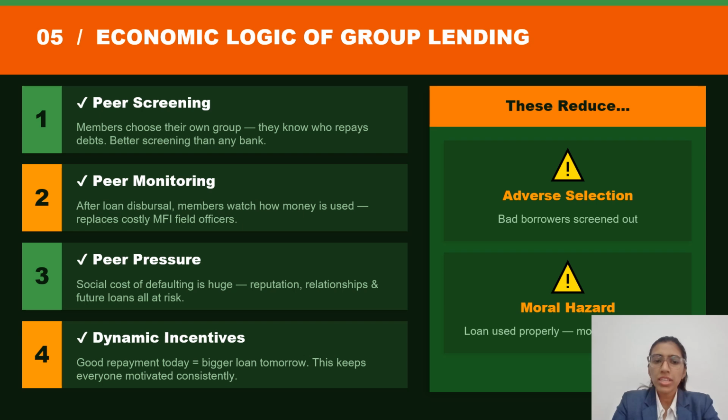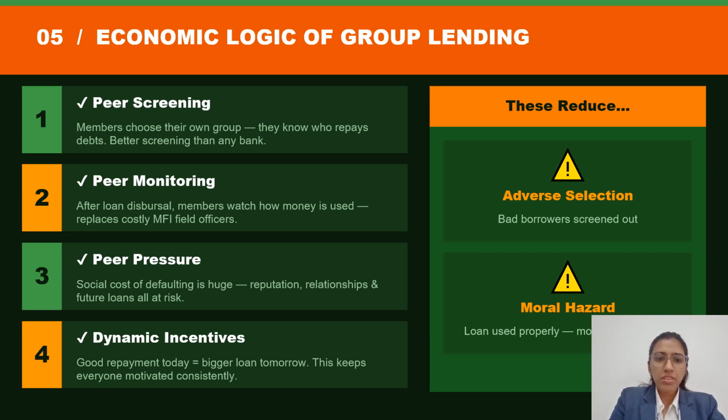Peer monitoring is done after the loan is disbursed. Members watch how each person uses the money. Social eyes replace the expensive MFI monitoring. Peer pressure: nobody wants to default in front of their neighbors, friends, or community. The social cost of defaulting is very high.